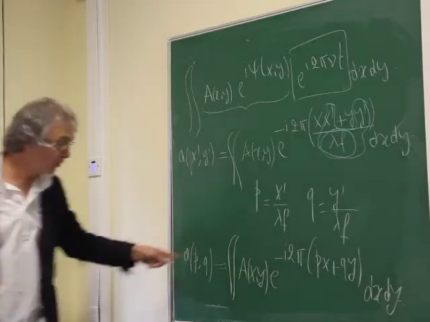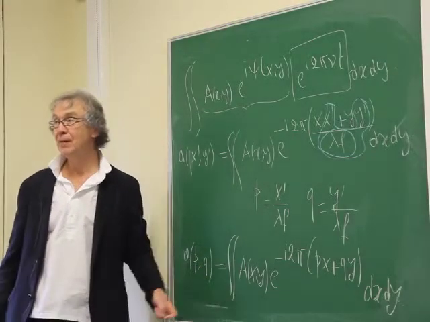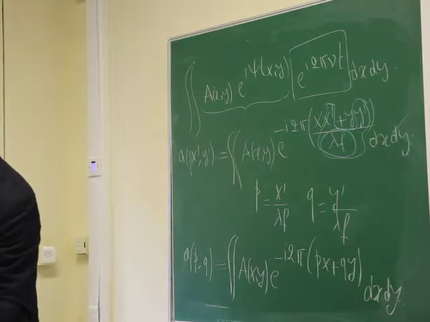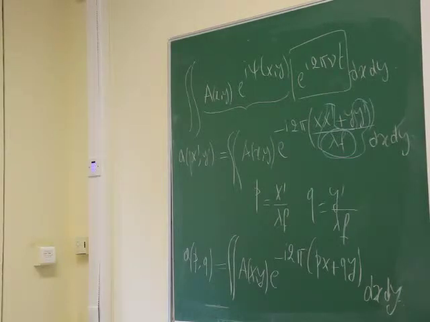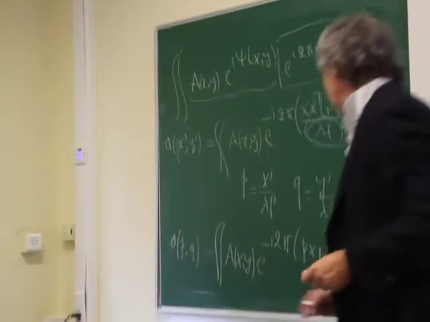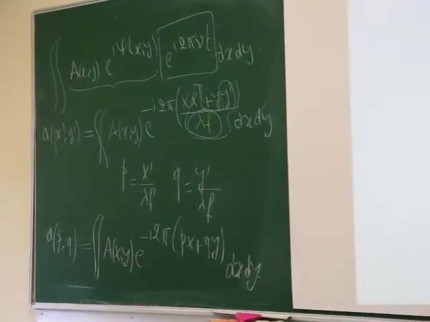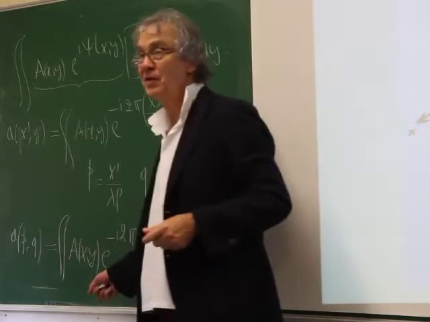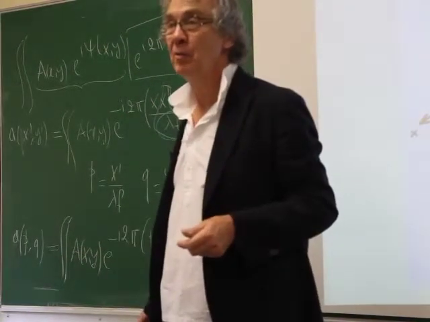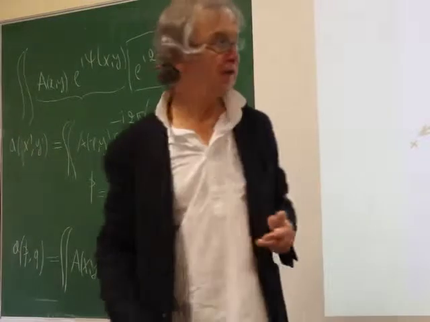And could someone tell me what this represents? So the complex amplitude in the focal plane is equal to what? So the distribution of the complex amplitude in the focal plane is equal to the Fourier transform of the distribution of the complex amplitude in the pupil plane. So a very simple result.